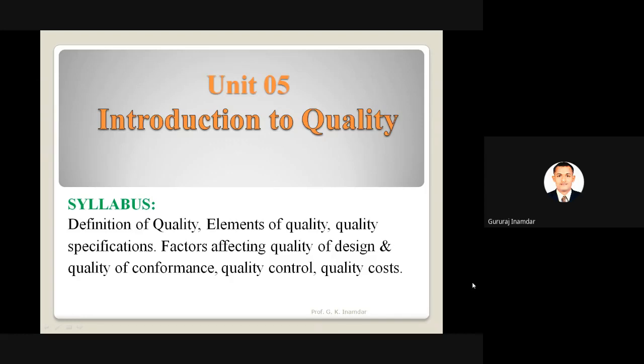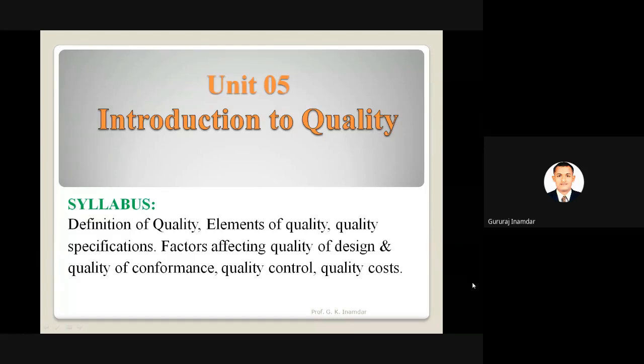We can say chapter or unit number 5, introduction to quality. What are the definitions of quality? We will see the syllabus here: quality definition, and elements of quality, which elements are very important and should be considered in quality. As in the first section, the management section, we discussed 5 elements, the 5 managerial functions: planning, organizing, staffing, leading, and controlling. Now here also different elements are there, and we have to study those elements.